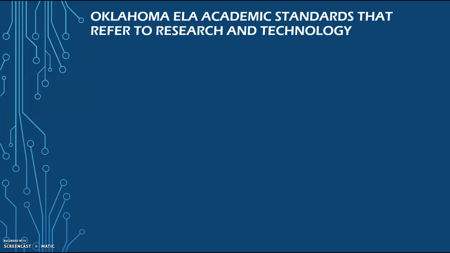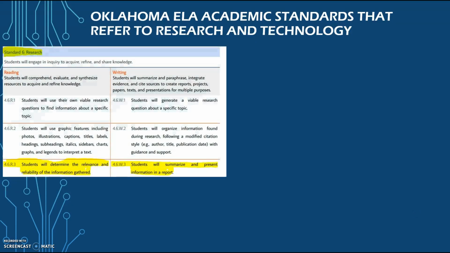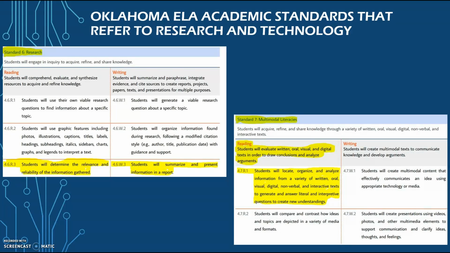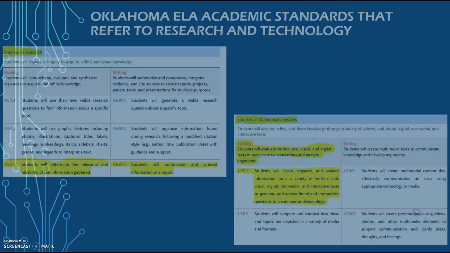Our world is becoming ever more reliant on technology. It is vital that we find ways to use technology to supplement and enhance student learning in authentic ways, as well as plan innovative lessons that seek out cross-curricular opportunities using tech. Here is a sampling of the Oklahoma fourth grade English Language Arts standards that refer to research and technology. Among these standards is determining the relevance and reliability of information gathered during the course of research.